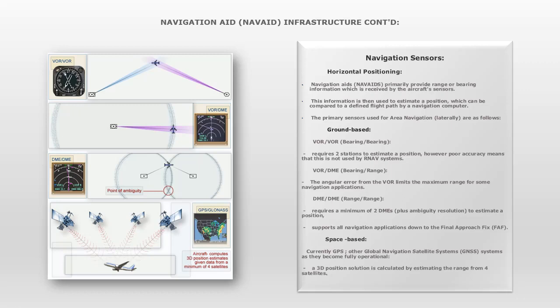Space-based, currently GPS, other global navigation satellite systems, GNSS, systems as they become fully operational. A 3D position solution is calculated by estimating the range from 4 satellites.